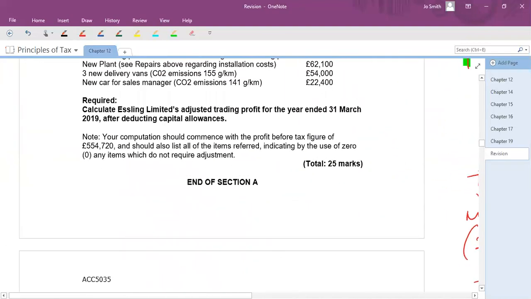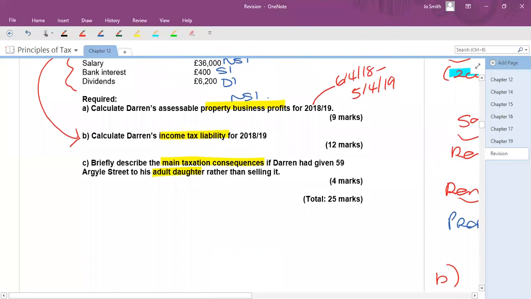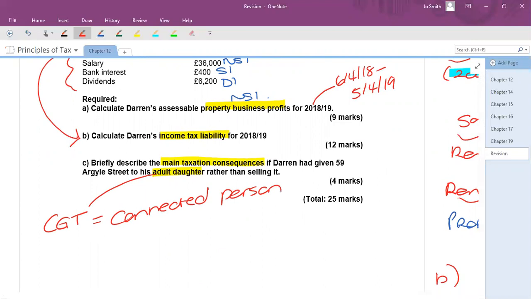Now, if we just finish off with part C of that question, briefly describe the main consequences if Darren had given 59 Argyle Street to his daughter rather than sell it. So I don't know if you remember doing this when you did capital gains tax, but the daughter is classed as a connected person. A connected person is usually, you know, close family, parents, children, grandparents. And if you transfer to a connected party, regardless of whether they pay you any money for the asset, you treat the sale at market value.